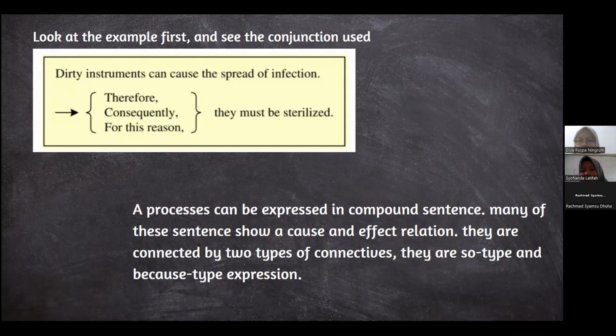The process that can be expressed as cause and effect is usually used in compound sentences. Many of the sentences show a cause and effect relation. They are connected by two types of connective: the so type and the because type. The so type means that this is an effect type, so the things that will be explained after the so type are the effect. Meanwhile, the because type expression is the conjunction that shows the cause of something, so the things explained using this conjunction are the cause of something, not the effect. Next.